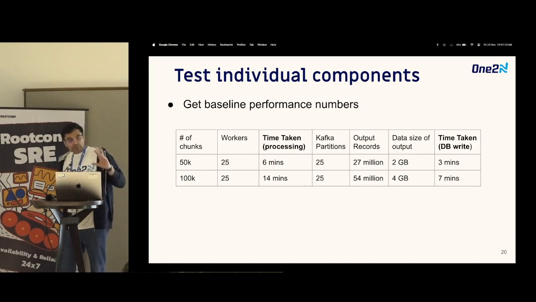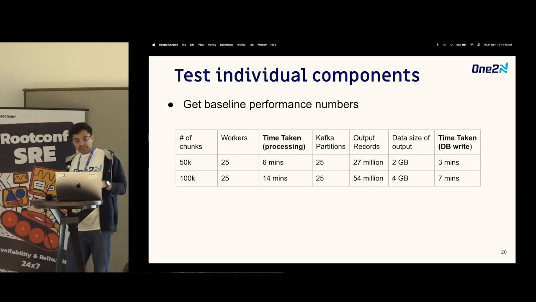Now, you try to get the baseline performance numbers here, right? The baseline performance is that the time taken for processing by the workers is, let's say, 6 minutes and 14 minutes for the number of chunks that have been generated. And the time taken for the database writes is like 3 minutes and 7 minutes.